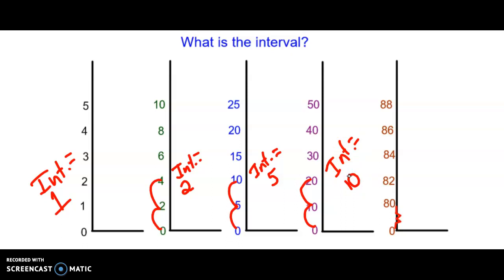So if I continued with the first one, the next number would be 6. And on the second one, the next one would be 12. This one would be 30. Counting by tens, this one would be 60.